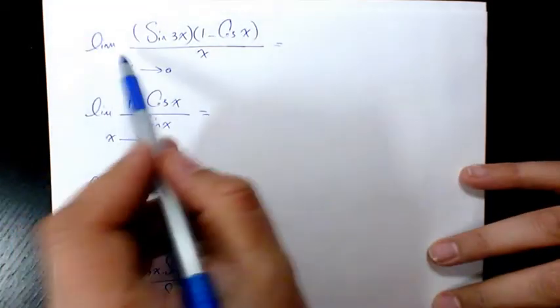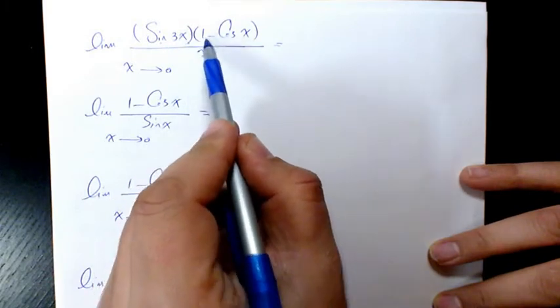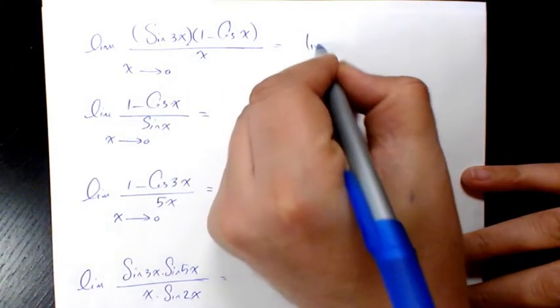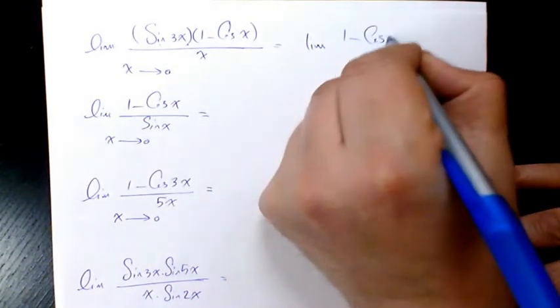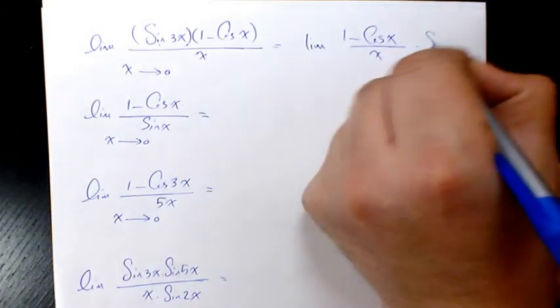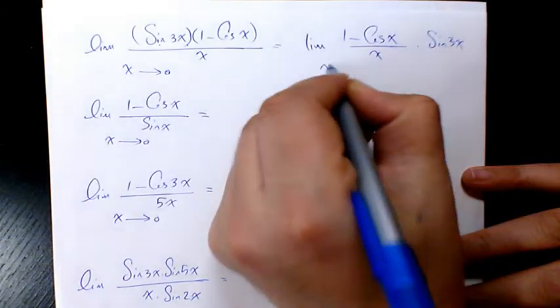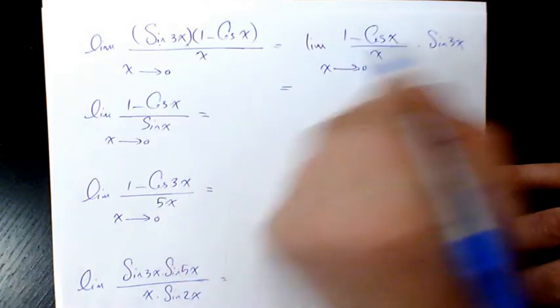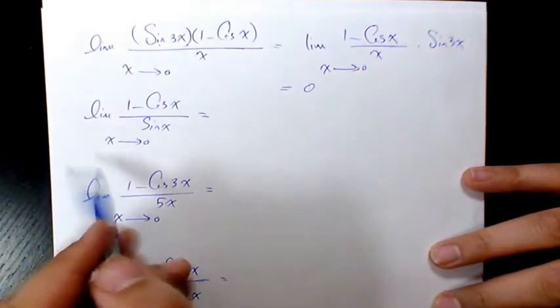Next one is going to be limit of sine 3x times 1 minus cosine x over x when x is approaching 0. The answer is going to be limit of 1 minus cosine x over x times sine 3x when x is approaching 0. This part is going to be by itself equals to 0. So 0 times any number is going to be 0.